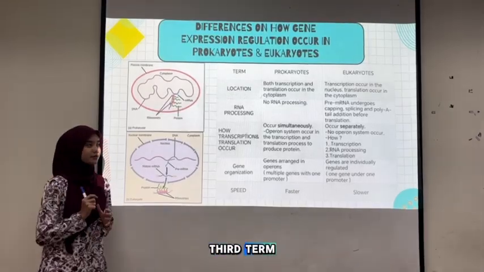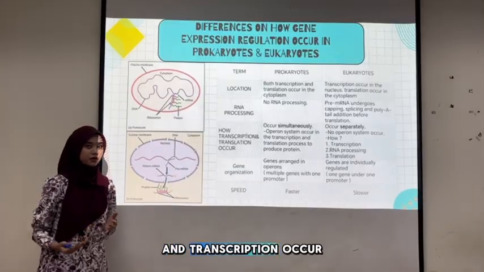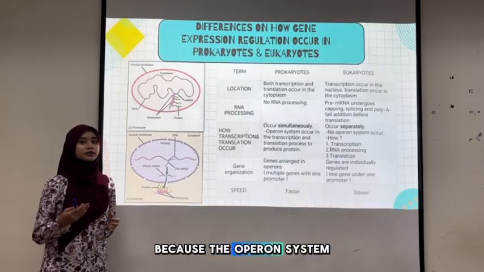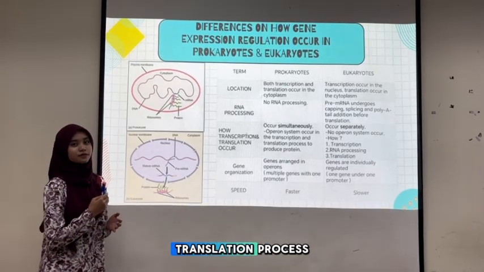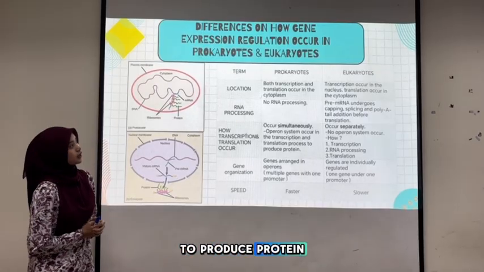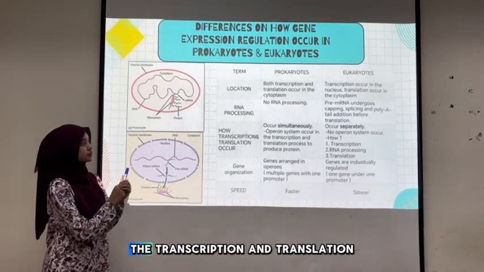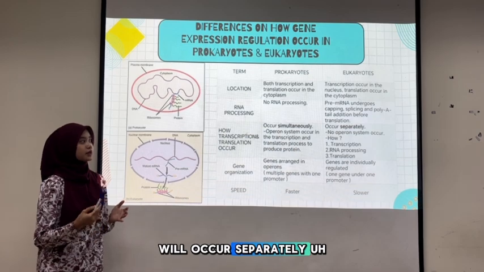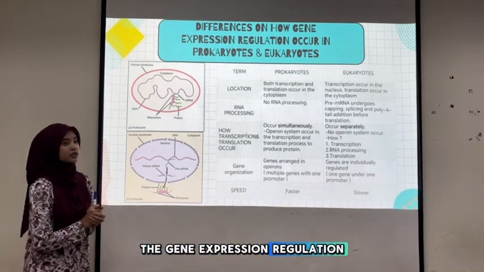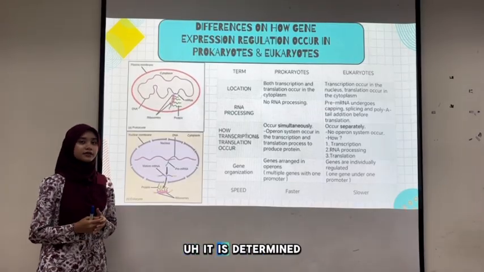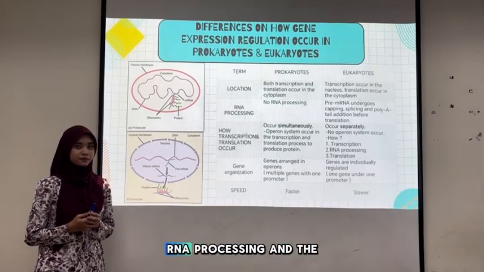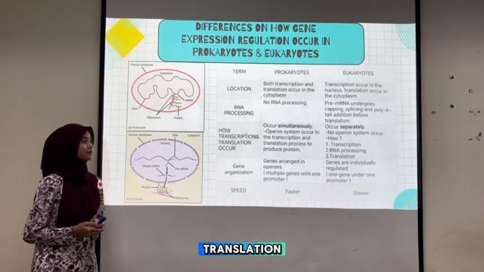Okay, move to the third term, which is how transcription and translation occur. For prokaryotes, the process will occur simultaneously because the operon system will occur in the transcription process and the translation will proceed to produce protein. And different from the eukaryotes, the transcription and translation will occur separately because there is no operon system. So, how do we determine the gene expression regulation in eukaryotes? It is determined by three steps: the first one is transcription, the second one is RNA processing, and the last one is, of course, translation.